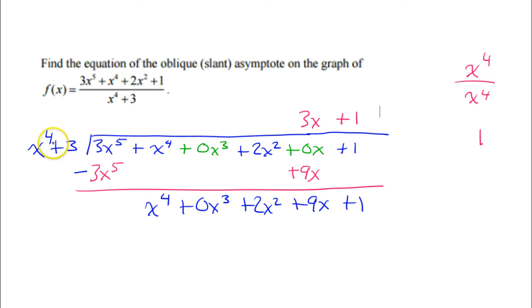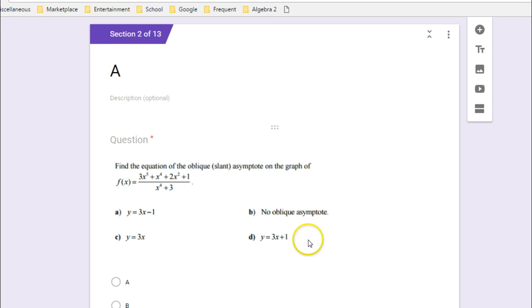I could go further and multiply and get a remainder, but the remainder does not have anything to do with the slant asymptote, other than the fact that there should be a remainder. So this will be the slant asymptote right here, 3x plus 1. Okay, and that is why the answer is D, y equals 3x plus 1.